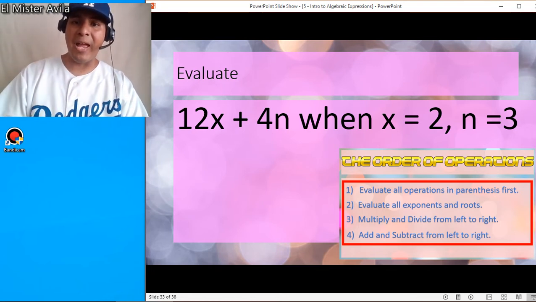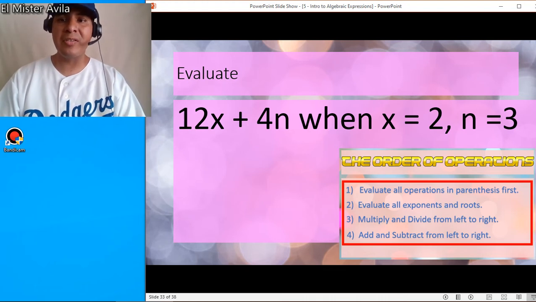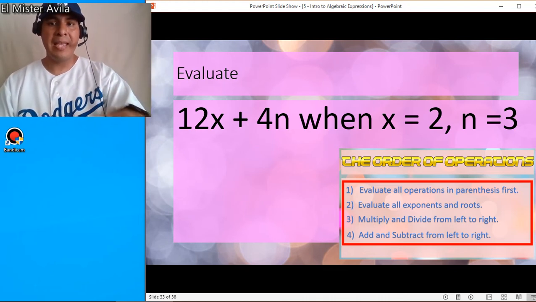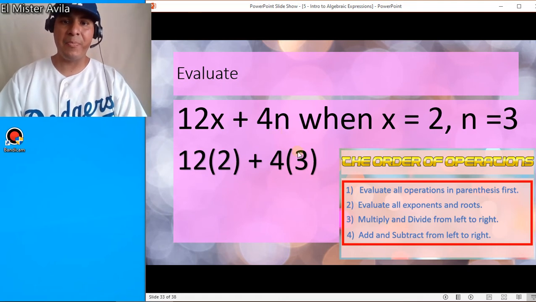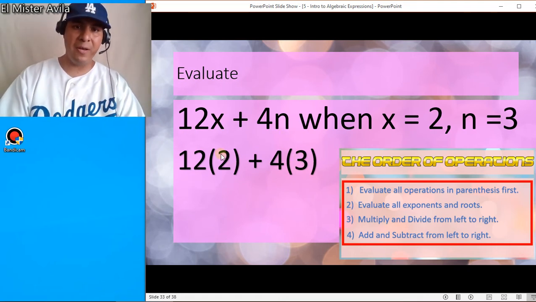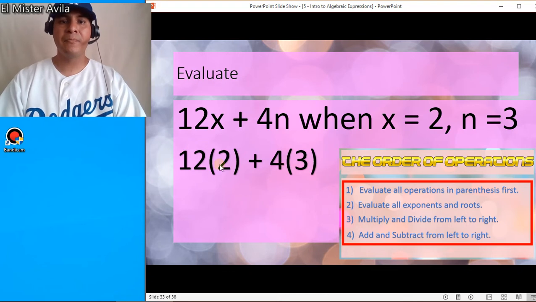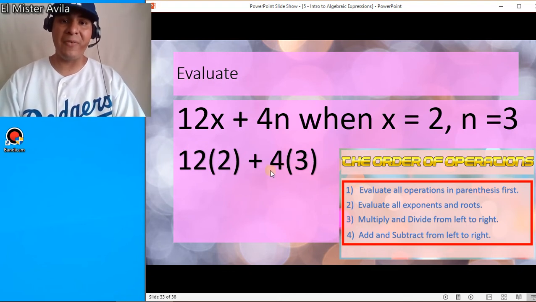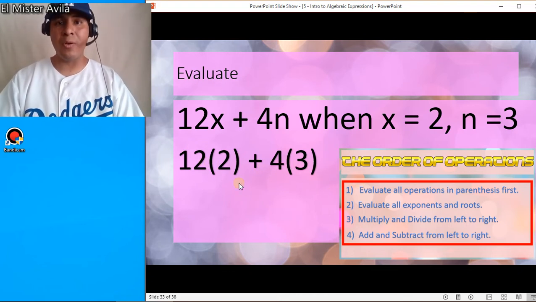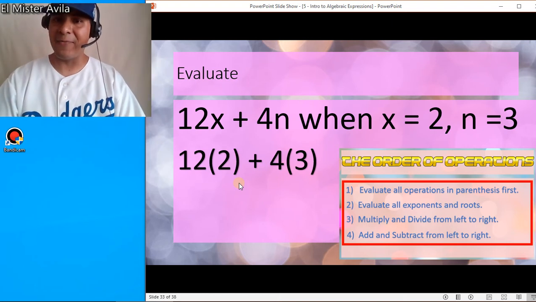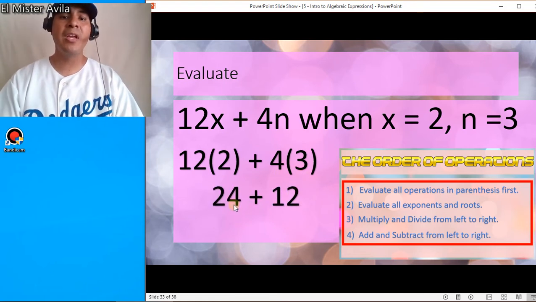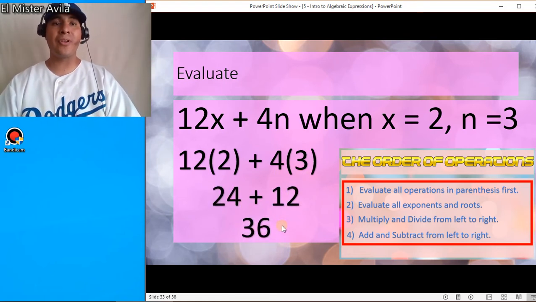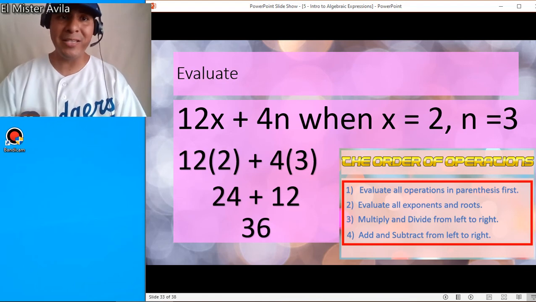Now, we do have to apply here the order of operations, so let's take a look at what happens. Instead of the x, I'm going to put the number 2. And instead of the n, I'm going to put the number 3. Everything else came down: 12 plus and 4. Now, in the order of operations, if I have addition and multiplication, what do I do first? Looks like I have to multiply first. That's step 3. 12 times 2 is 24. 4 times 3 is 12. 24 plus 12 is 36. If you tried it before I did it, I hope you got it right.